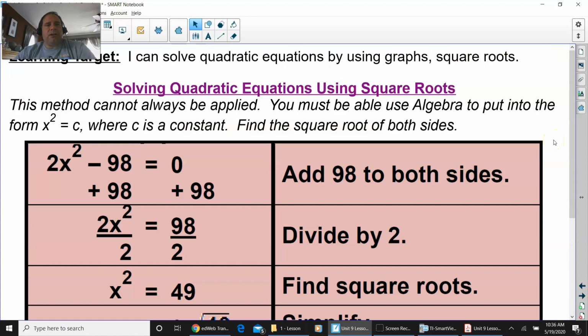All right, solving quadratic equations using square roots. This method cannot always be applied. You must use algebra to put it into the form of x squared equals c, where c is a constant. You have to find the square root of both sides, right? So you can't use this all the time.